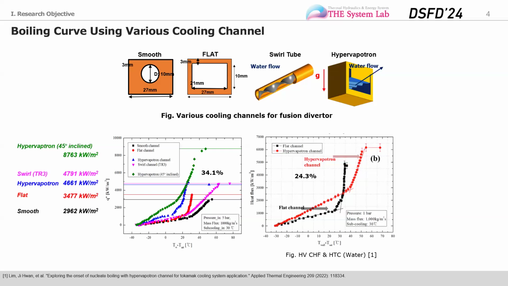It is clear that the hypervapotron has higher critical heat flux than the flat channel, but there is some controversy about the main mechanism of this enhancement. So a numerical approach should be used to investigate that mechanism.